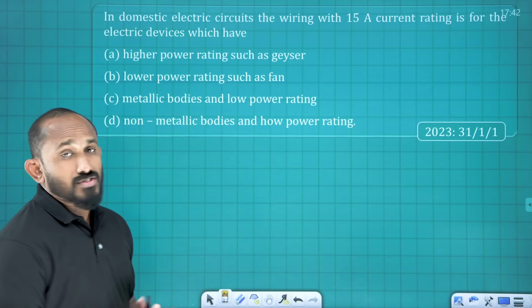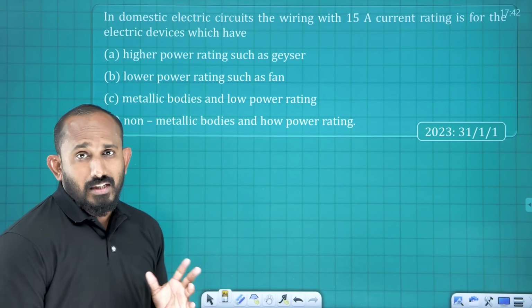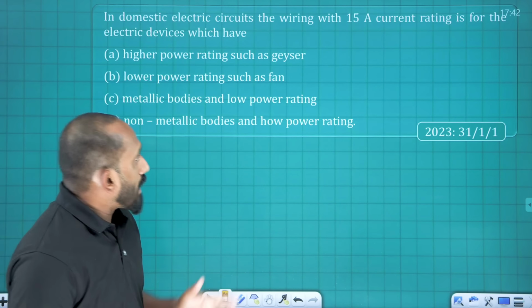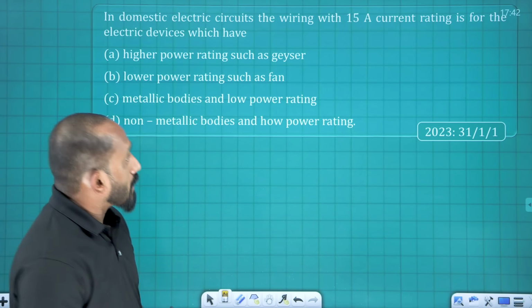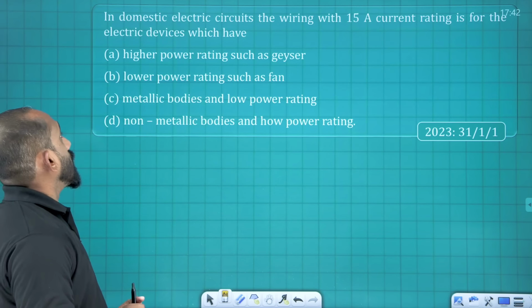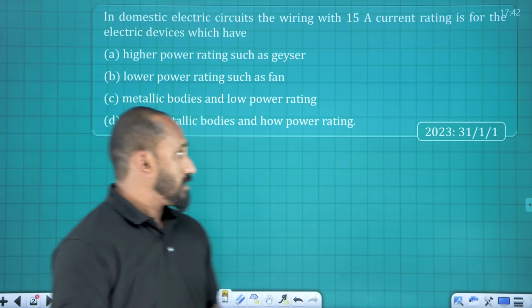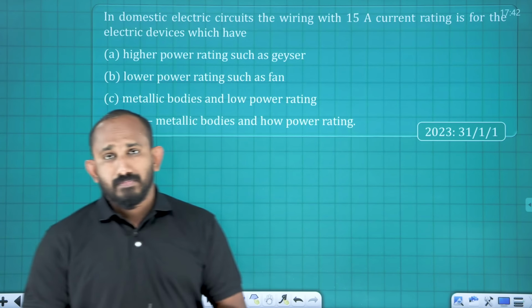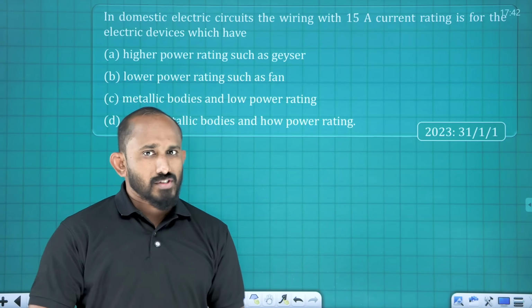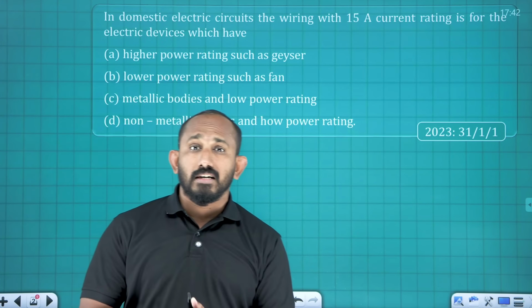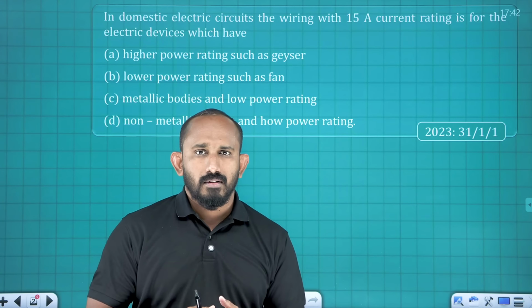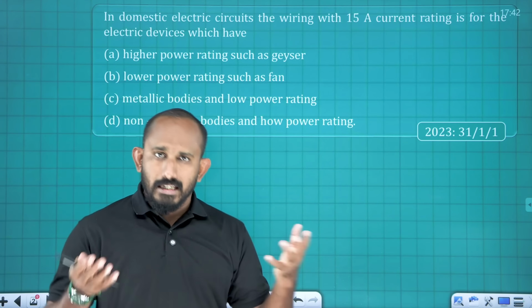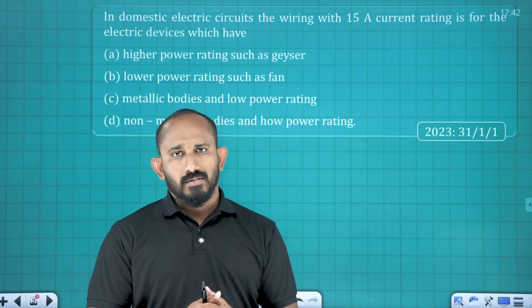In domestic electric circuit, this question is regarding domestic electric circuit. The wiring with 15 ampere current rating is for the electric devices which have, see 2023, the set 1 from the 31. Domestic circuit we studied. In domestic circuit we have different ratings of the appliances.